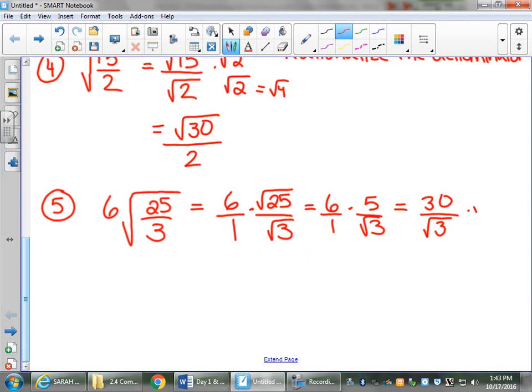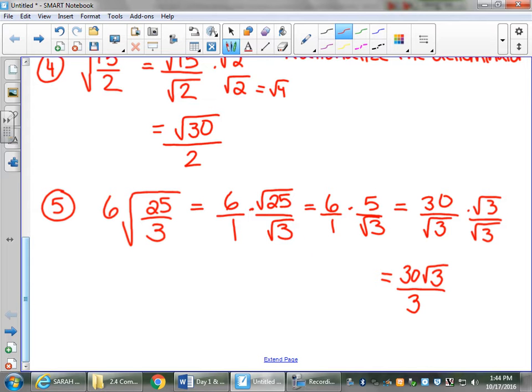I'm going to rationalize. And I can't do 30 divided by 3 because the 3 is under the radical. This will give me 30 times radical 3. Can't do 30 times 3 for the same reason I can't divide. One's under a radical, one's not. And this would be over the square root of 9 on the bottom. And the square root of 9 is just 3.